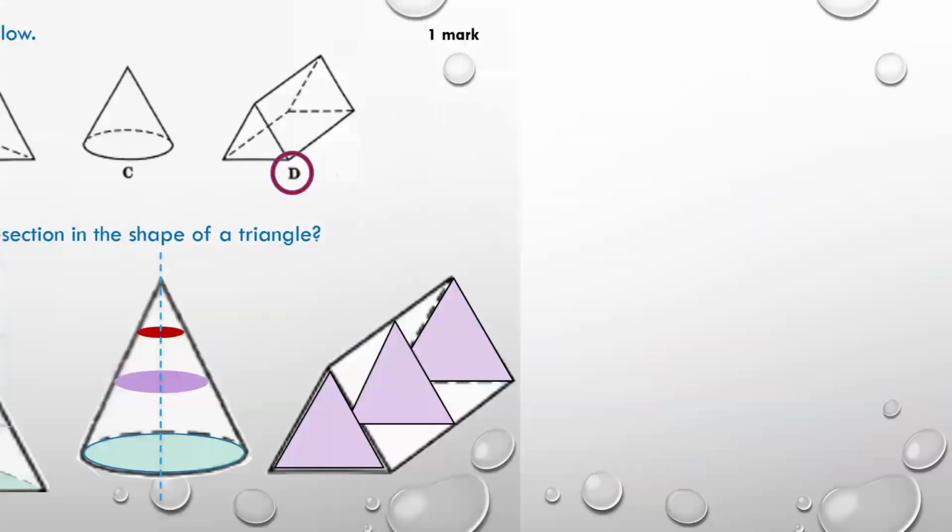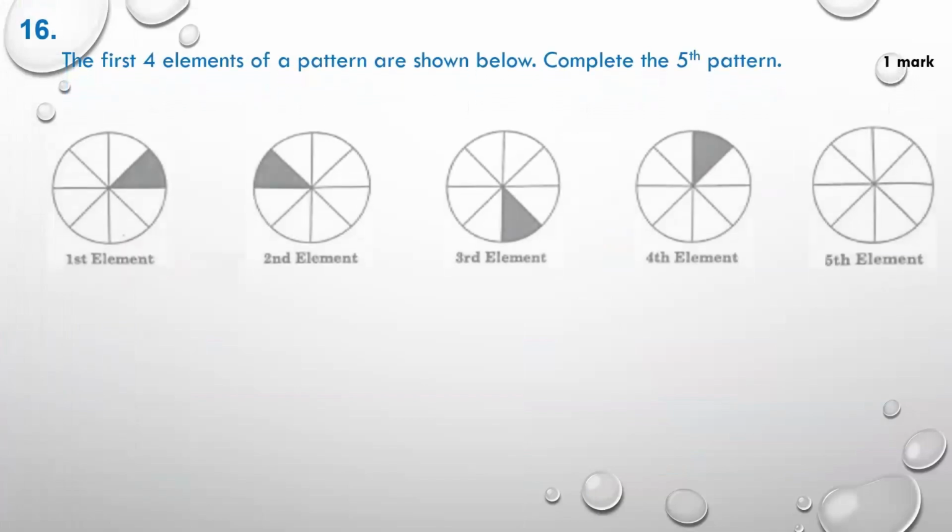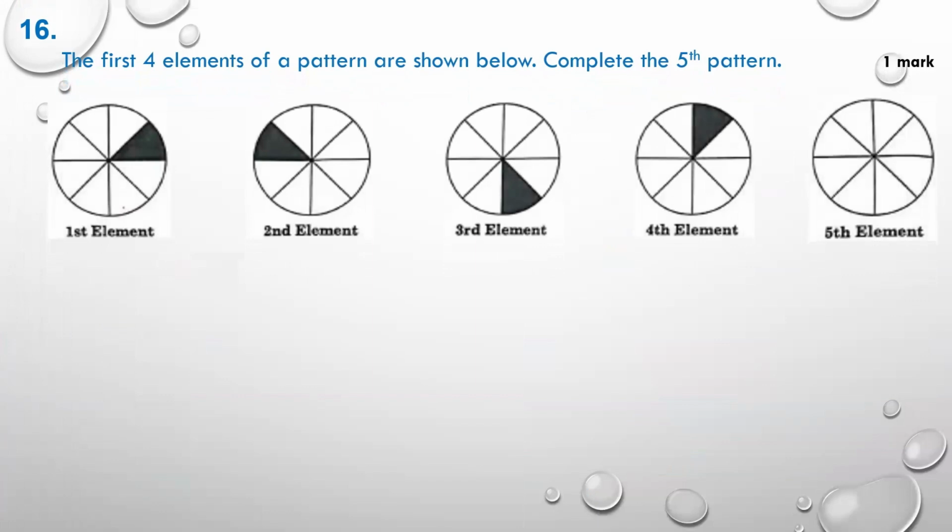Let's move on. Number 16. The first 4 elements of a pattern are shown below. Complete the 5th pattern. So we have the first pattern. Let's take a look at it. It looks kind of like a bicycle tire, where it has 8 spokes. So it cuts the circle into 8 parts. And then the second element, same thing. All the elements, same basic circle, cut into 8 parts.